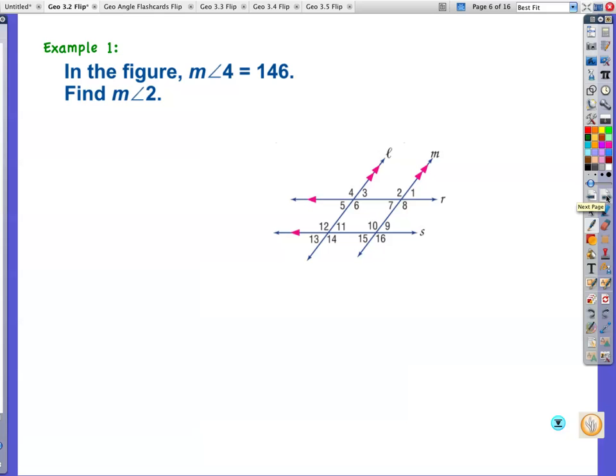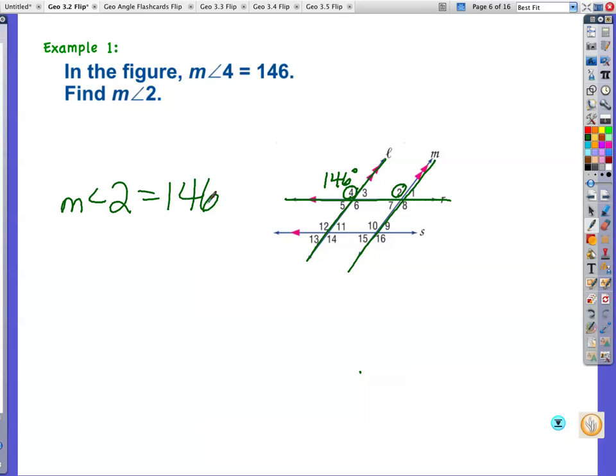All right. Now, this is where we jump in, we take the notes. If you were here for the discovery activity, we're jumping into this. In the figure, the measure of angle 4 is 146. So I'm going to write that in. And we need to find the measure of angle 2. Well, here's angle 2 right here. The good thing to know is that these lines are parallel, and I have a transversal running through them. The relationship between angle 4 and angle 2 is that they are corresponding, and corresponding angles are always congruent. So the measure of angle 2 is equal to 146.